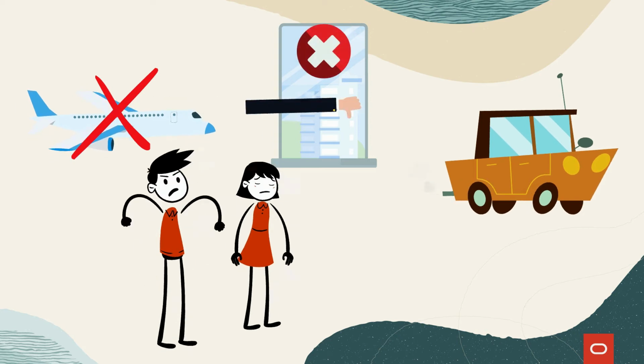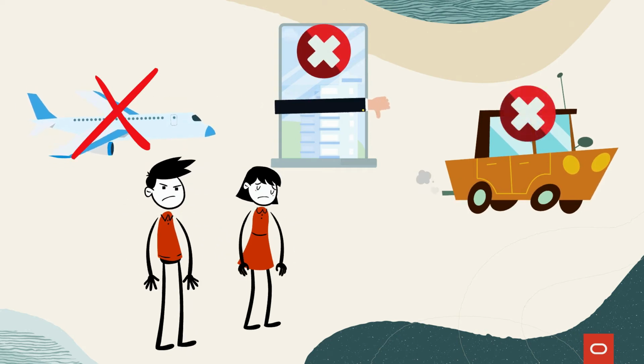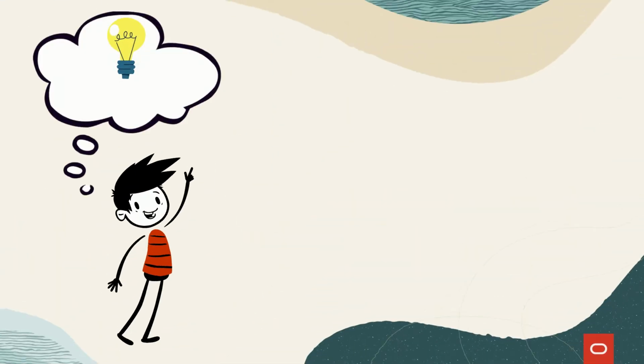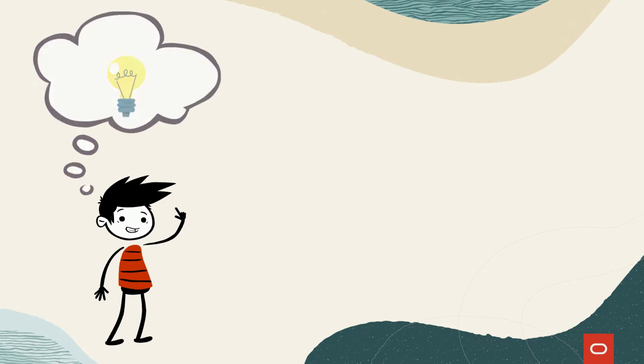Well, since my flight has been cancelled, what good is my hotel and car reservation? The flight reservation cancellation should automatically trigger an alert or some mechanism that should cancel my hotel and my rental reservation, isn't it? This is where the concept of Oracle Sagas comes into the picture.